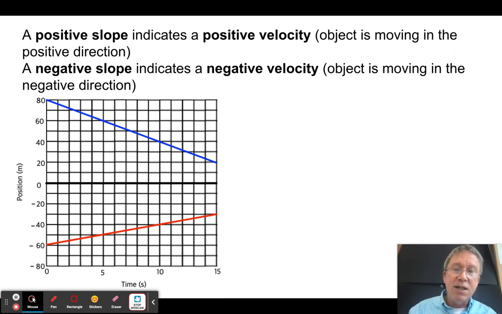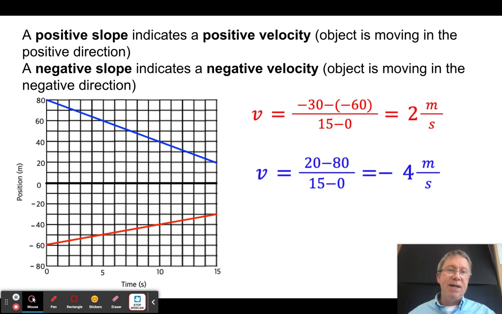You have a negative velocity. A positive slope means you're traveling in the positive direction, and you'll eventually get there if you keep going. So a positive slope means you're traveling in the positive direction, even if you have a negative position. And if you have a negative slope, you're traveling in the negative direction, as shown by the math there.